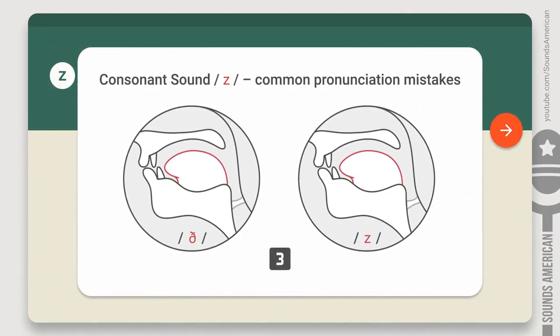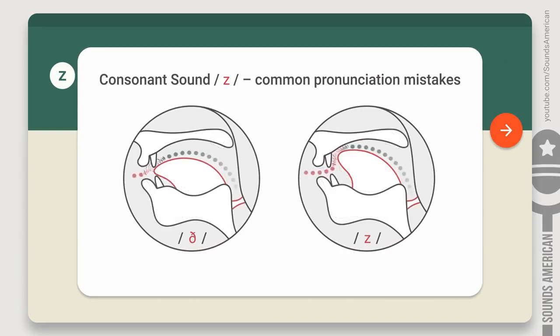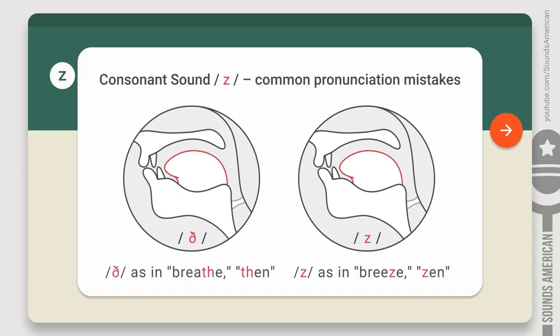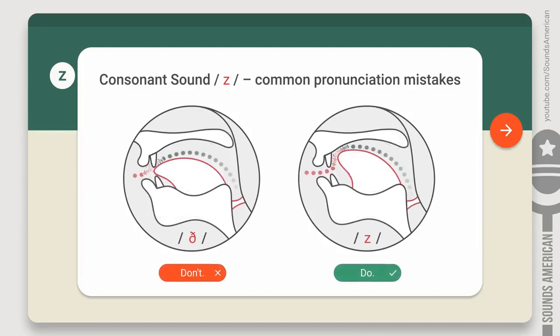Number 3. Some people pronounce the Z by putting the tip of the tongue between the teeth. As a result, they make a different fricative consonant, the V sound. And this may lead to misunderstandings. Compare. Breathe, breeze. Then, zen. Remember, the Z is pronounced with the tip of your tongue raised to your alveolar ridge, and it's a continuous voiced fricative sound.